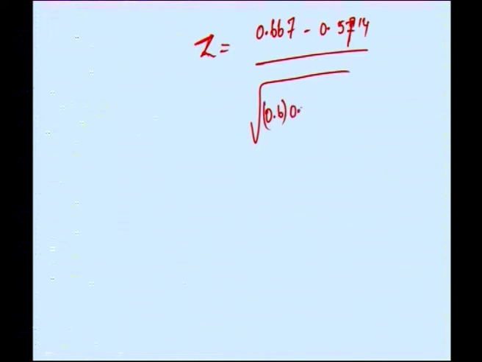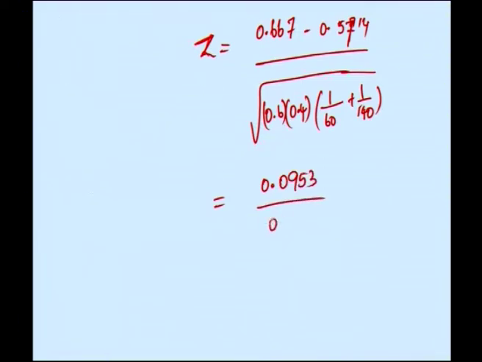Z is equal to P1 minus P2. What is P1? 0.667 minus 0.5714 by root of 0.6 into 0.4 into 1 by N1, which is 60, plus 1 by N2, which is 140. Now, in this problem we have calculated N1 and N2 also from the percentage, from the proportion, okay, and this answer comes to be 0.0953 divided by 0.0756, and the answer is 1.258. Calculated Z at 5% is equal to 1.258.